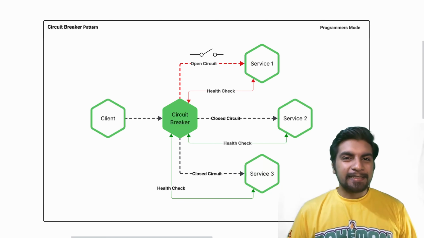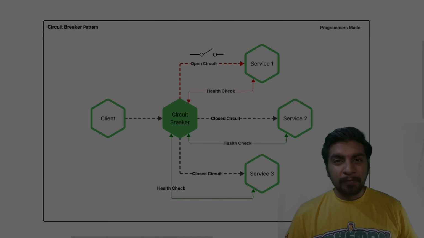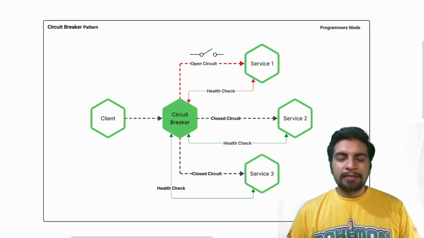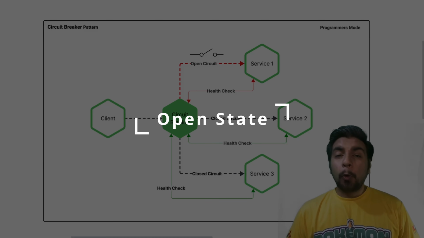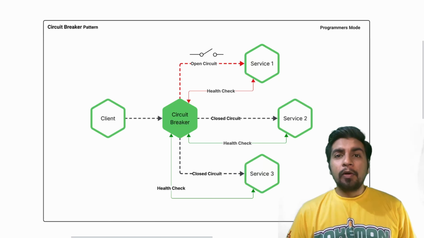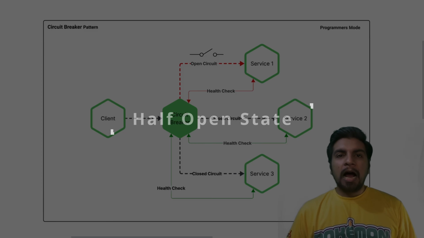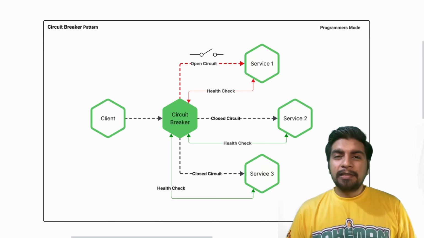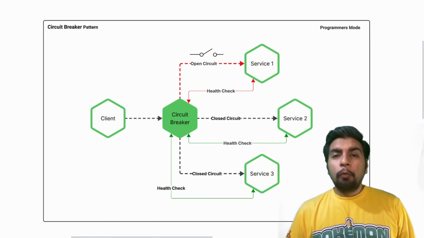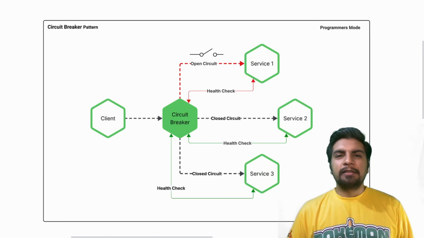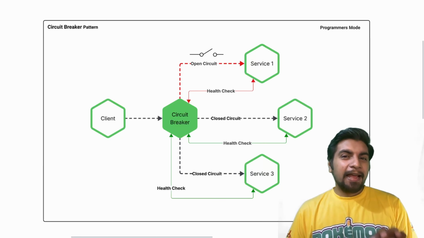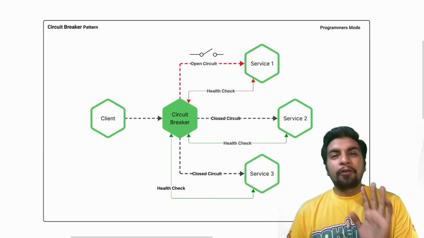There are three states. First is closed. Everything's working, requests go through. The second one is open. Too many failures, we stop all the calls. Third is half open. What happens in this is after a timeout, we test the service. If it works, we close the circuit. If not, back to open again. Simple, smart, and saves your system from a meltdown.